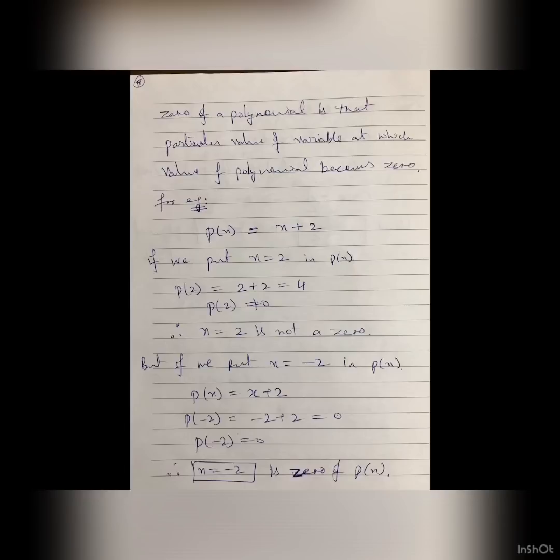I repeat, the zero of a polynomial is that particular value of the variable at which the value of the polynomial becomes 0. Now, if in p(x) I put x is equal to minus 2, the value of the polynomial is minus 2 plus 2, which is equal to 0. Here the value of the polynomial at x is equal to minus 2 is 0. Therefore, we can say x is equal to minus 2 is a zero of p(x).